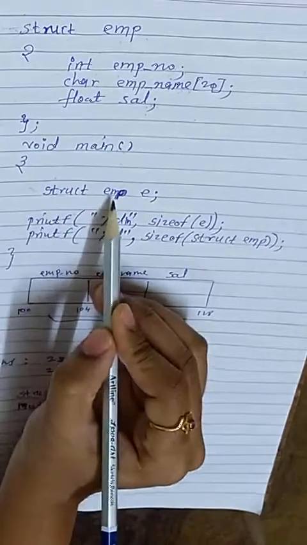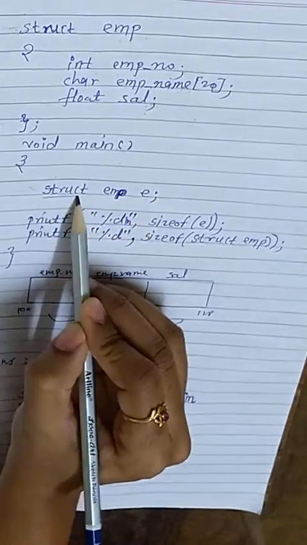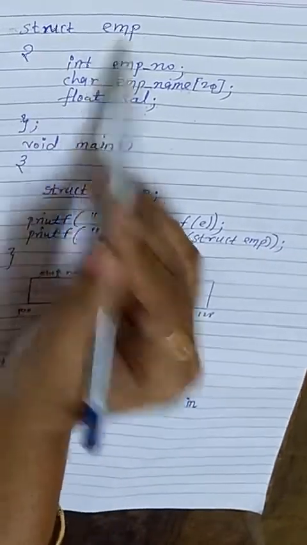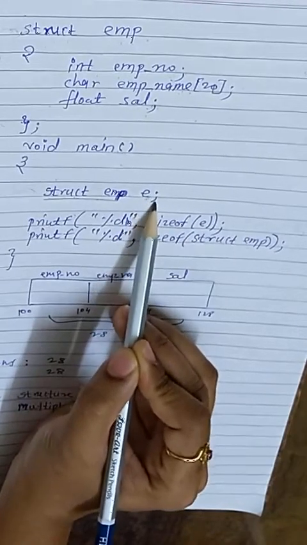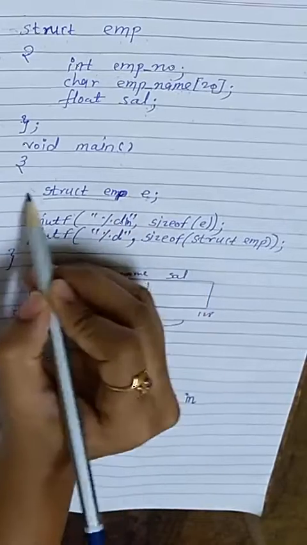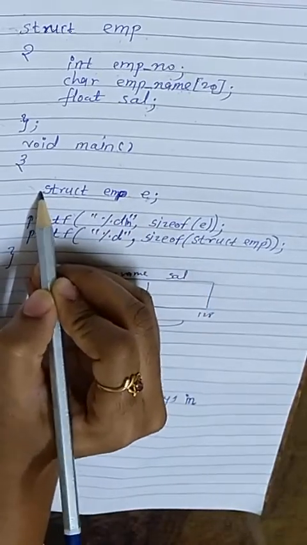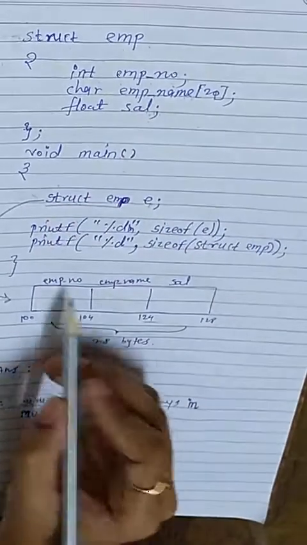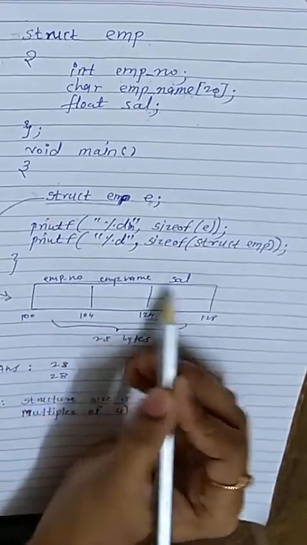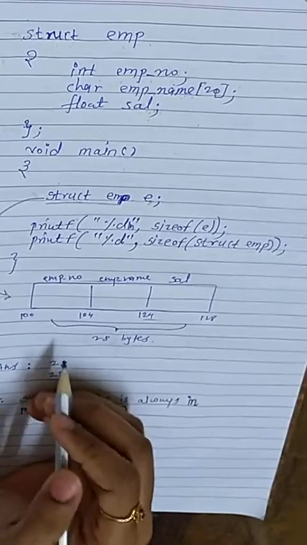Let's discuss how to declare a structure variable. Just the structure name, that is struct emp, and a variable name e. You can give any variable name. So once you declare the structure variable, the memory will be allocated for these three variables. So emp no, emp name and salary memory is allocated now.